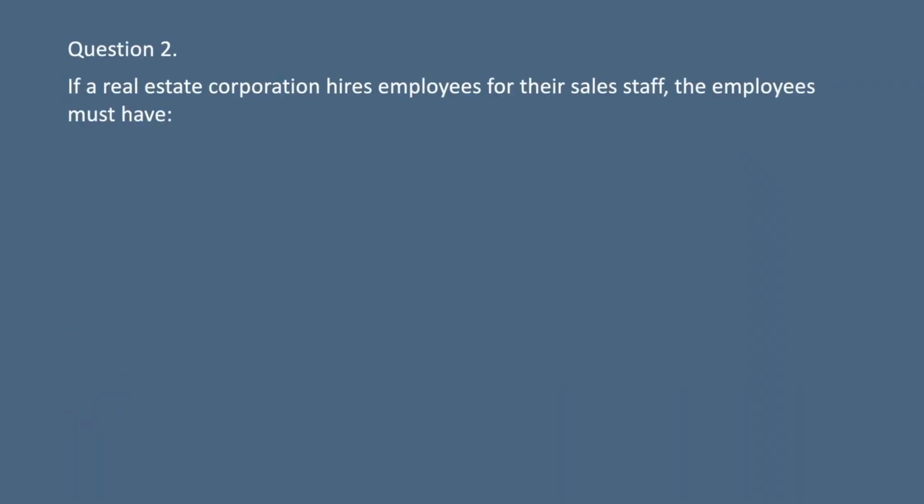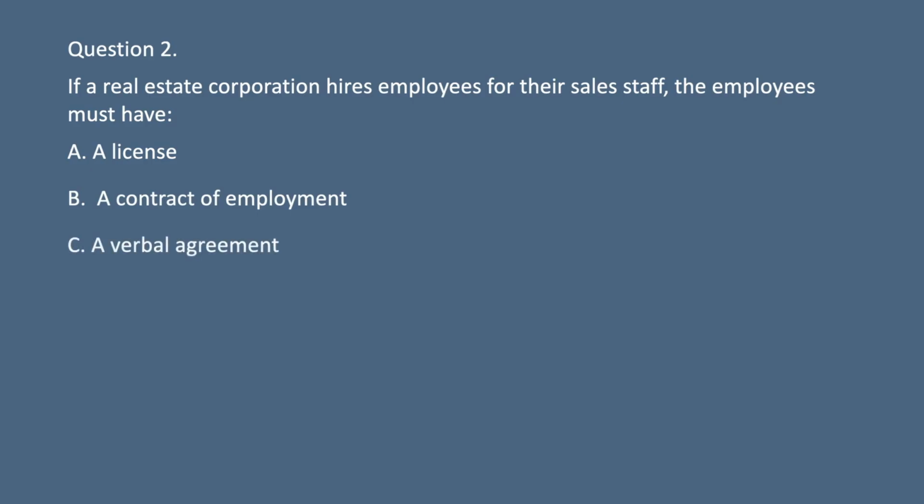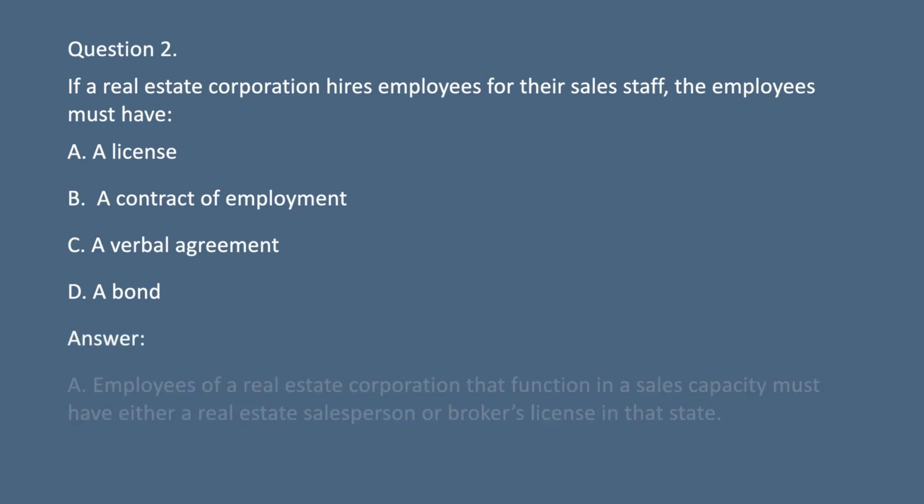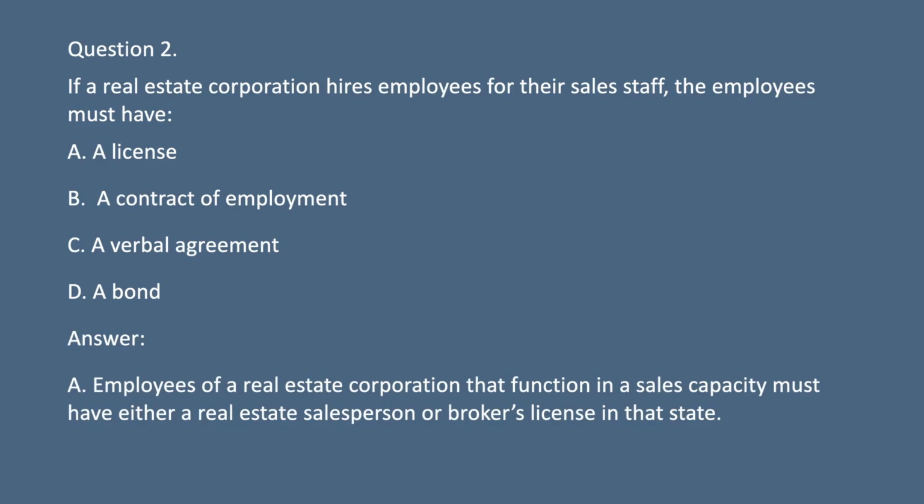Question 2. If a real estate corporation hires employees for their sales staff, the employees must have A. A license. B. A contract of employment. C. A verbal agreement. D. A bond. Answer. Employees of a real estate corporation that function in a sales capacity must have either a real estate salesperson or broker's license in that state.